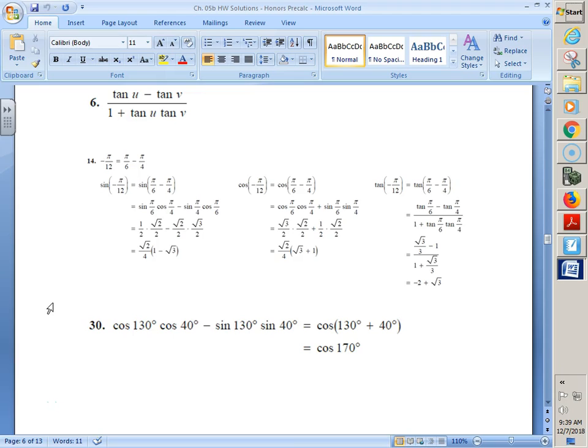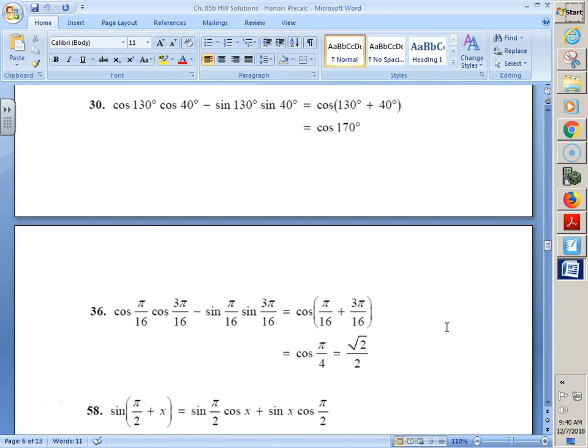Number 30 was one of those where it was like, oh, I can't do that. It's a property backwards. Yeah, I can. Now, don't solve it because you don't know what the answer is. You have to do the exact value, and that's not unit circle, but it's a whole lot easier than it was when you started.